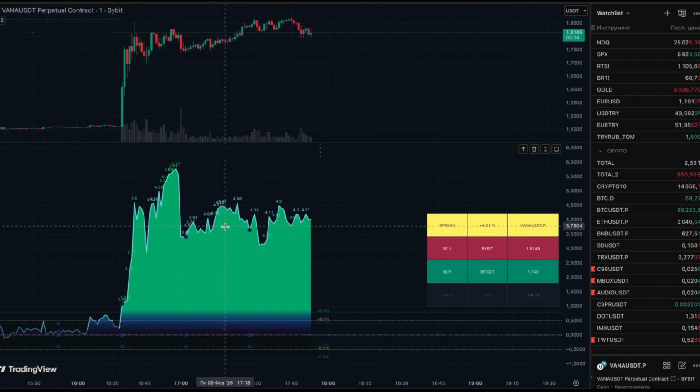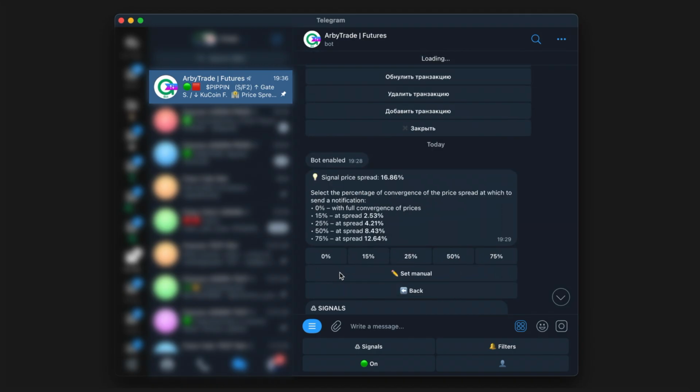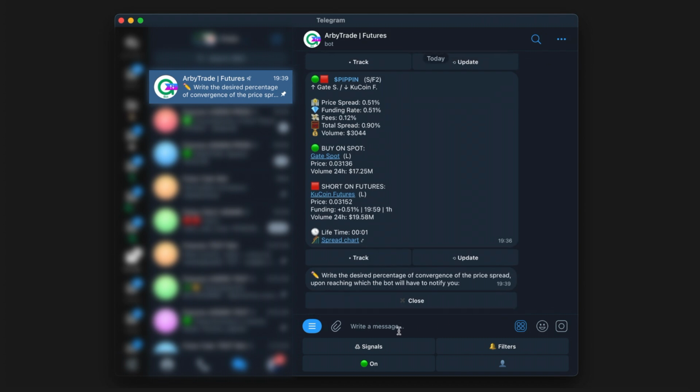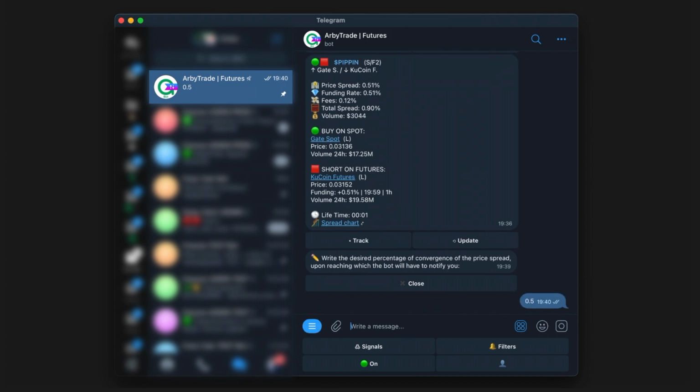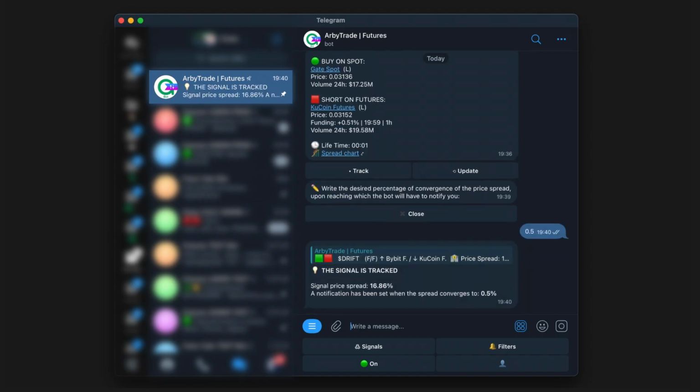While the trade is working out, you can open the spread history to monitor the spread changes in real time. You can also set the convergence percentage in the bot. Let's set it to 15%. This way, the bot will send a notification when the spread converges to 0.058%. Once the convergence percentage is set, the pair moves to the list of tracked pairs, and you can always return to it later if you need to adjust the convergence value.